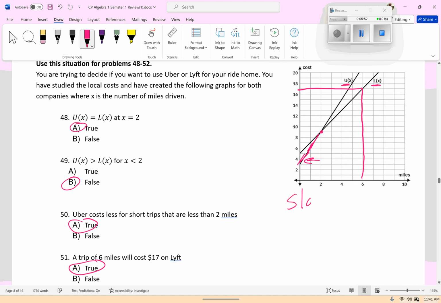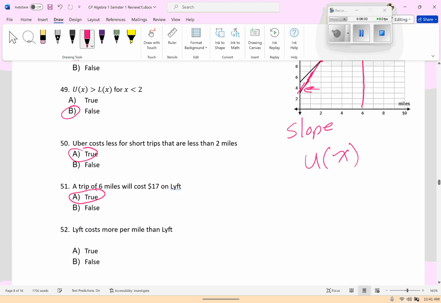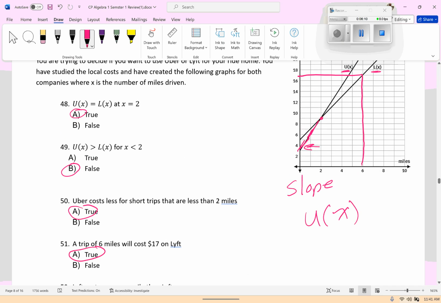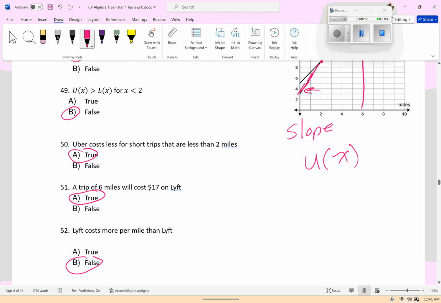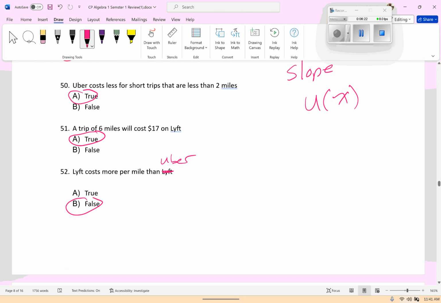So look at the slopes. Which one's steeper? Uber is steeper. So yes, Lyft or Uber. This is false because it says Lyft costs more than Lyft. Uber costs more than Lyft. Lyft costs more than Lyft. I think that should have been Uber. So in this case, Lyft wasn't as steep of a slope, so it doesn't cost more.